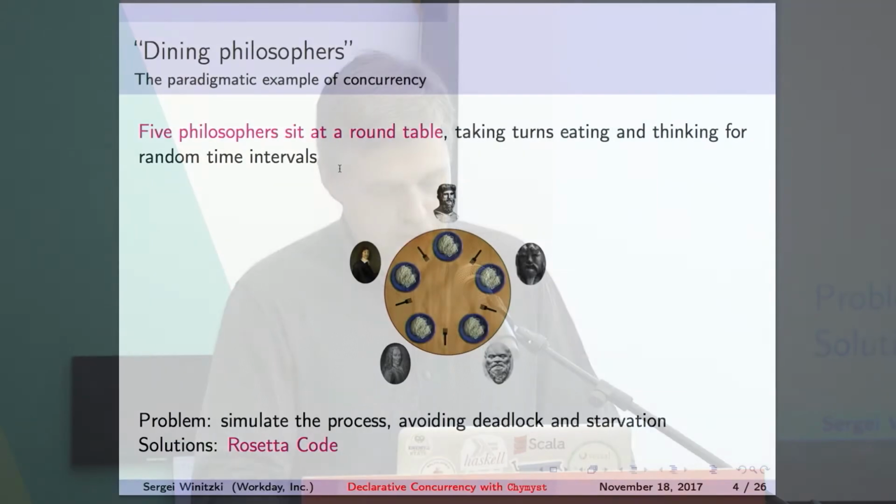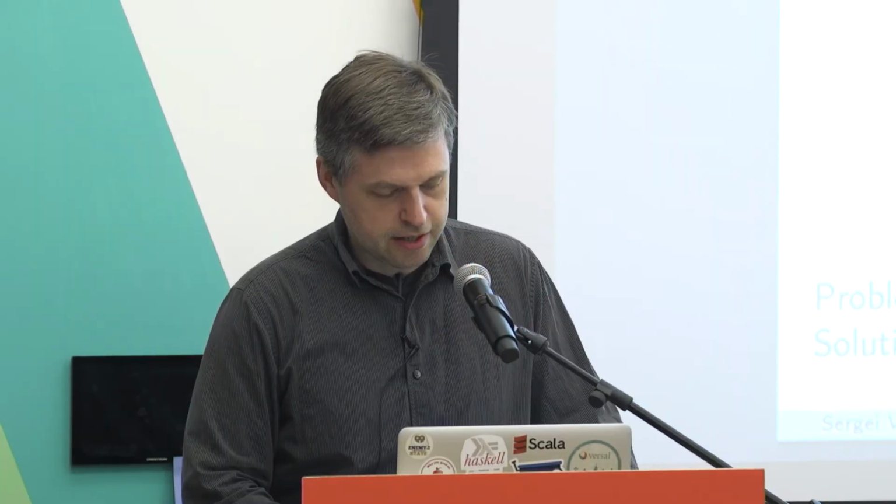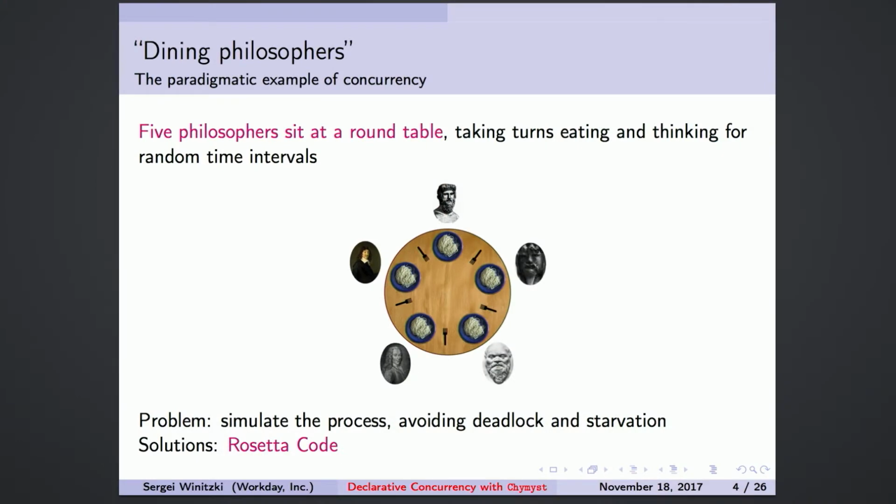A typical example of a concurrent problem is the dining philosophers. So how many of you are familiar with dining philosophers? Okay, quite a few people. So I got this picture somewhere, and then I actually looked up who these philosophers are. I believe this is Socrates, and this is Confucius or something like that. Anyway, I'm not going to talk about this since most people are familiar.